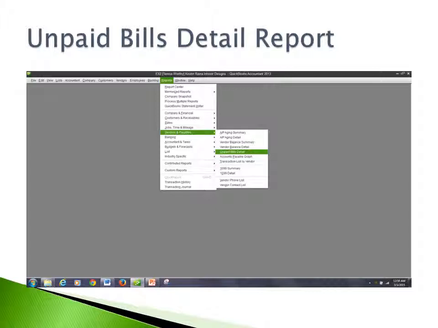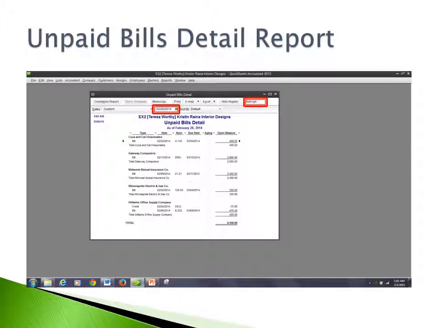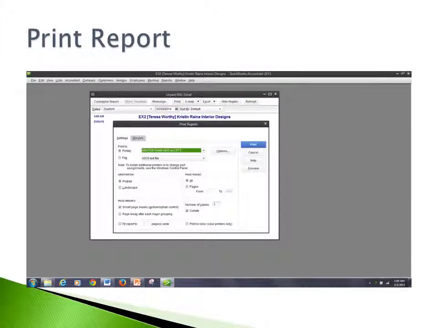To print the Unpaid Bills Detail Report, click Reports on the main menu bar, then click Vendors and Payables. Then click Unpaid Bills Detail. In the box that opens, change the date to February 28th and click the Refresh button. Note the dates are very important to display the correct information. To print the report, click the Print button.